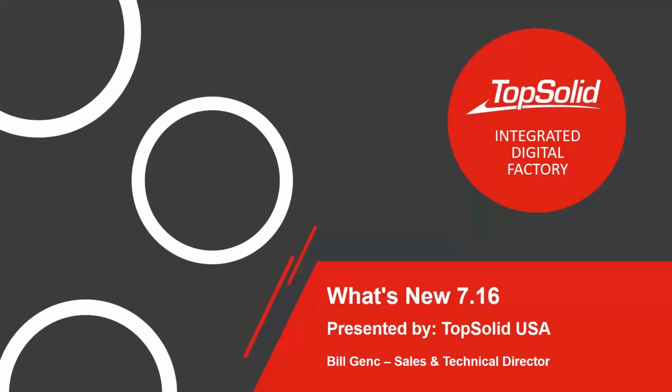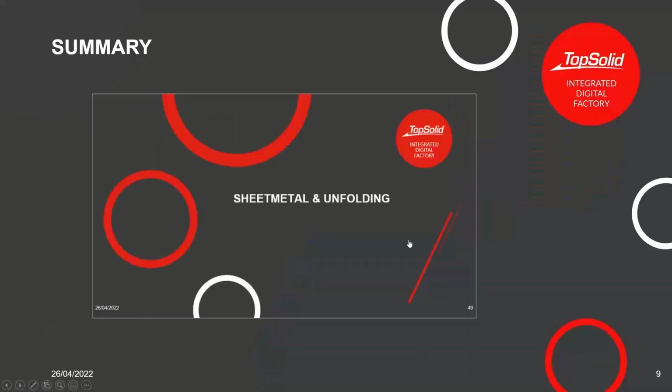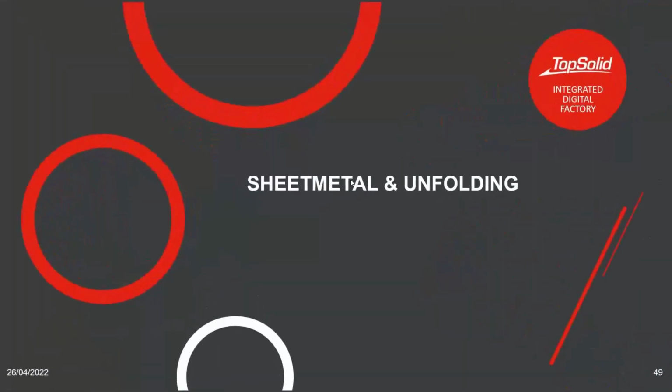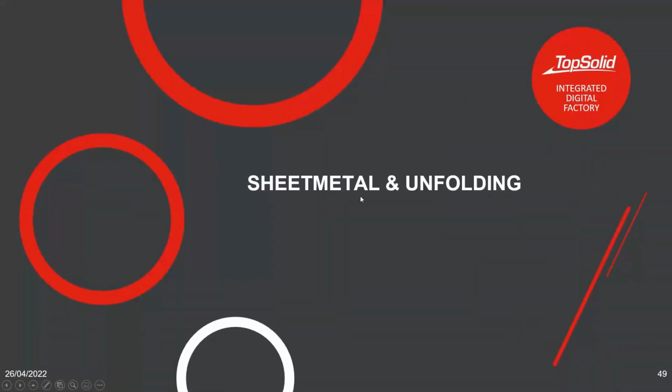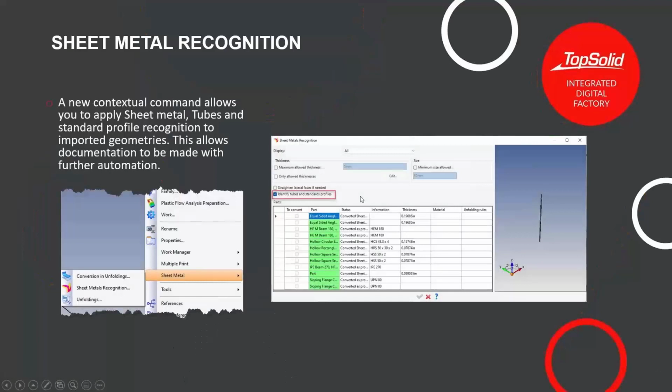Alrighty, let's go ahead and get started. This afternoon's webinar, we're going to mainly talk about sheet metal and unfolding. This one's going to be a fairly quick presentation, 10-15 minutes, just some key elements to discuss. And then we'll recap with what's going to be happening tomorrow. Okay? So let's take a look at some sheet metal and unfolding new features and improvements.